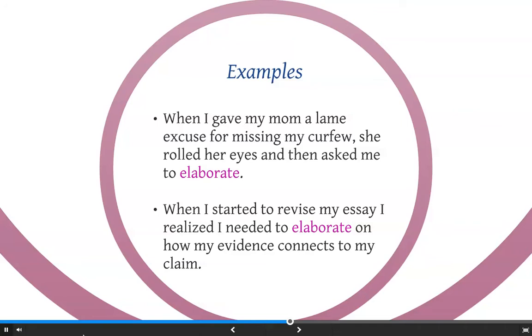the curfew. The second example is, when I started to revise my essay, I realized I needed to elaborate on how my evidence connects to my claim. This might be something teachers have asked you to do in the past. When teachers ask you to elaborate, we're asking you to give more details or more information about your topic.